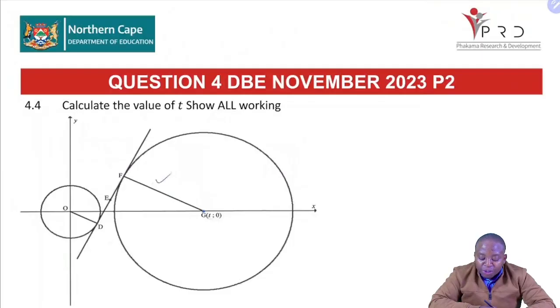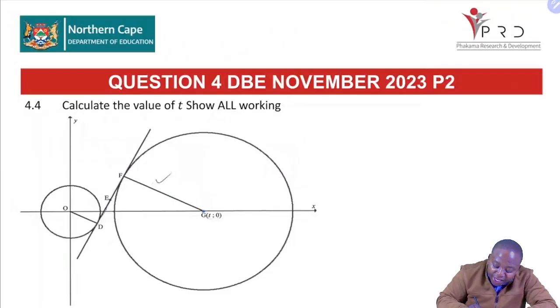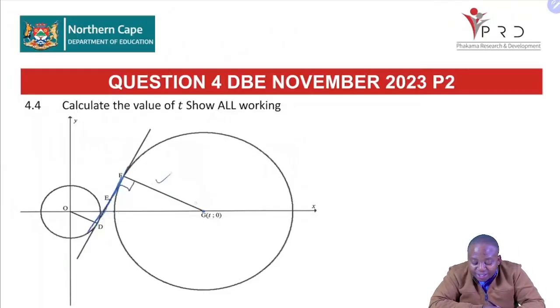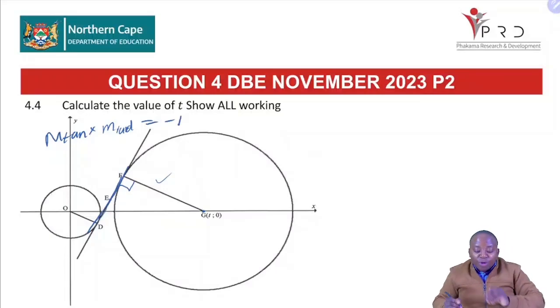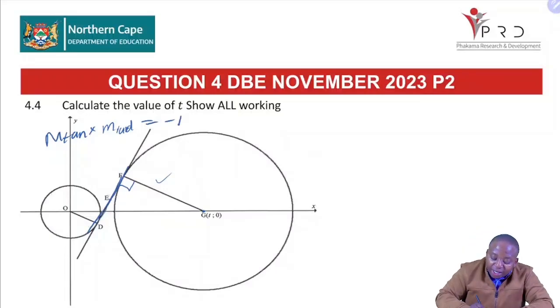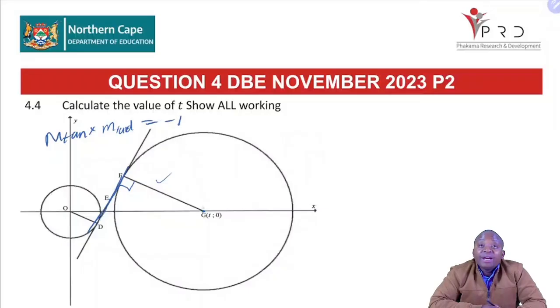How would you find the equation of FG? Remember, we already have the equation of DF, and remember, this is a tangent. A tangent is perpendicular to the radius. So we know that our m tangent multiplied by m radius must give -1 because they are perpendicular to each other. So we know the radius is perpendicular to a tangent.